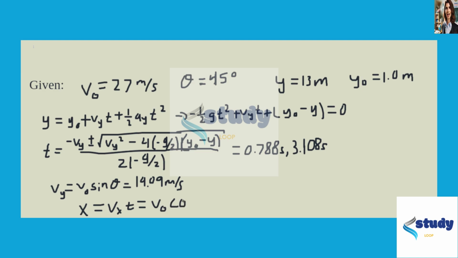So distance x is equal to v of x times time, which is equal to v naught cosine theta, and the time we were going to use is the longer one, 3.108 seconds. Okay, so for v naught, 27 meters per second multiplied by the cosine of 45 degrees, all times 3.108 seconds. And this comes out to be 59.3. And this is meters. So we'll box that in as our solution.